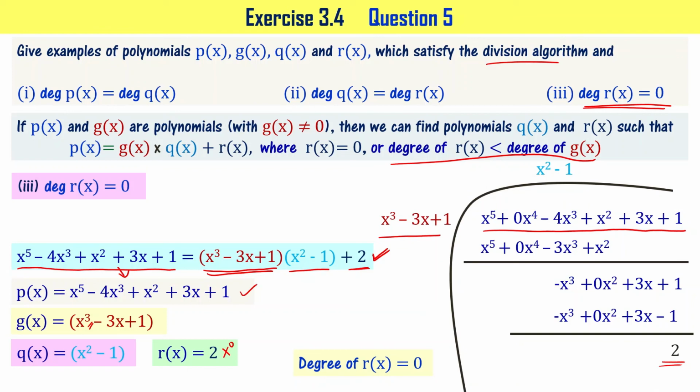So the given p of x, g of x, q of x, and r of x are satisfying the division algorithm. At the same time, they are satisfying the requirement that degree of r of x has to be 0. Right? This is what is asked.